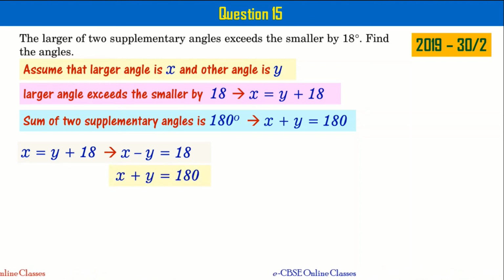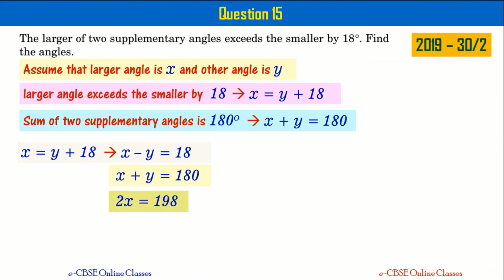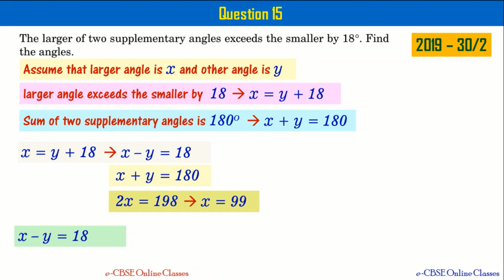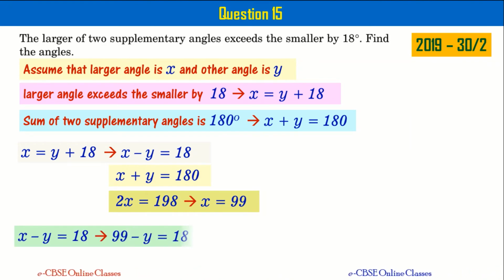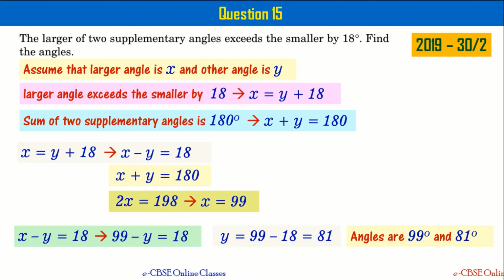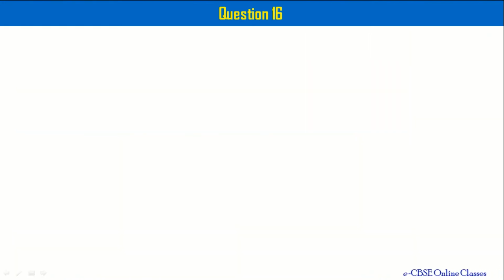Since the coefficients of y are same in magnitude, we can simply add these two equations, such that you get 2x equal to 198 and x equal to 99, right? Let's now substitute x equal to 99 into one of the equations, that is x minus y equal to 18. When you simplify it, you get y equal to 81, right? It means the angles we are looking for are 99 degrees and 81 degrees. Please take a note of that. Okay, let's go to the next question.